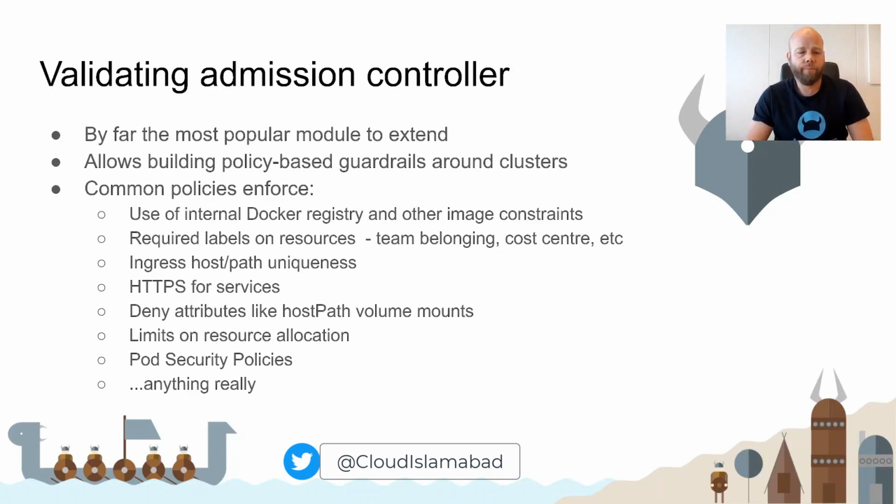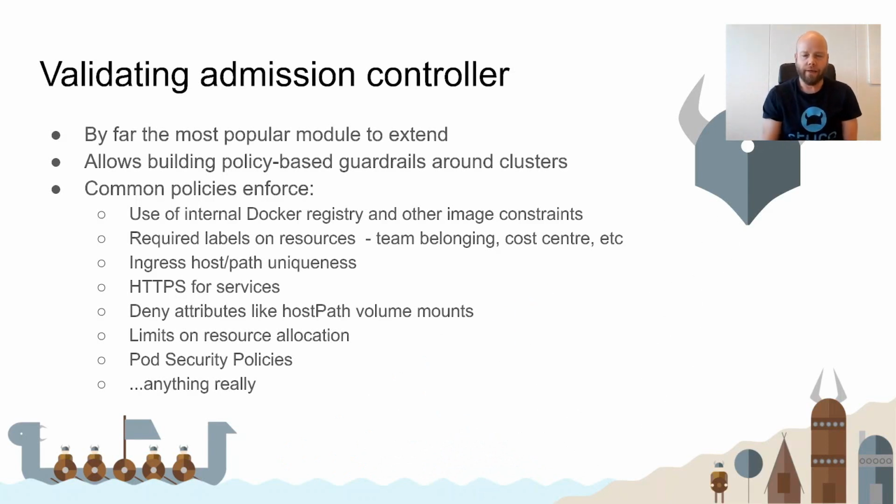Another common policy is to require labels. We could say that for all deployments, if you want to deploy something to our cluster, you need a team belonging. And you need to clearly mark the deployment with a label that says this is Team Ghostbusters or something like that. It could also be things like cost center or department or other organizational units.